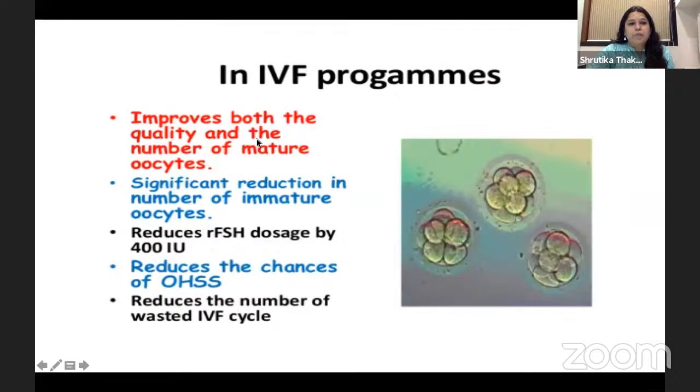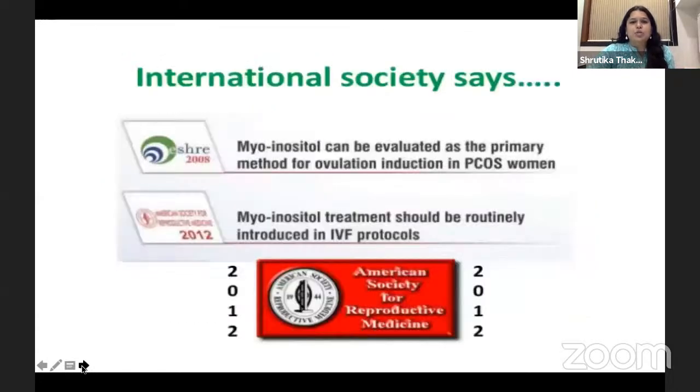In IVF programs, overall, we can conclude that there is a significant reduction in the number of immature oocytes, and there is a dosage requirement reduction that is seen in the patients who are on insulin sensitizers. And definitely there is a role to say that we should include it in our IVF patients as well.